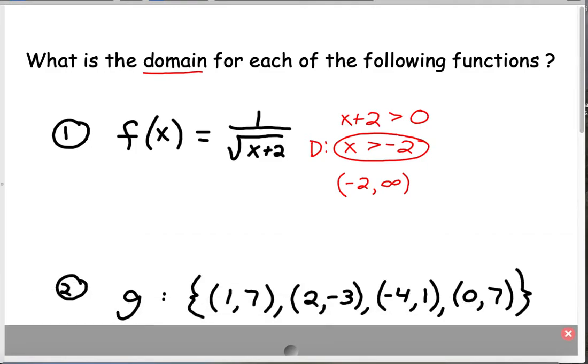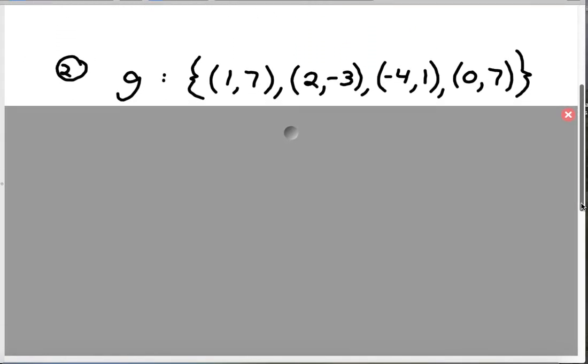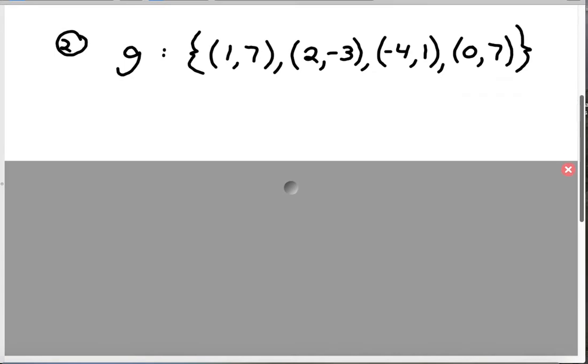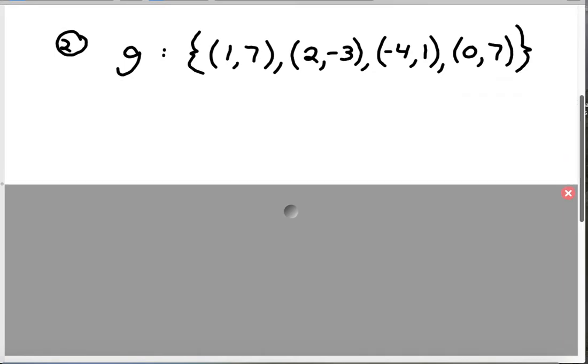All right, how about another example? What's the domain for this function? Well, first you want to verify it's a function, and yes, all the inputs are different, so we don't have the same input going to 2 different outputs. And then, because there's only 4 specific values for this domain, I can't write this as an interval, or I can't write it as an inequality. It's actually 4 specific values. X is equal to 1 or 2 or -4 or 0.